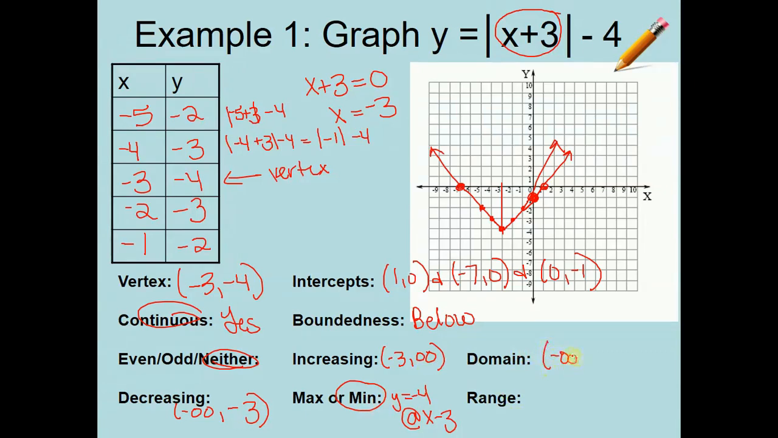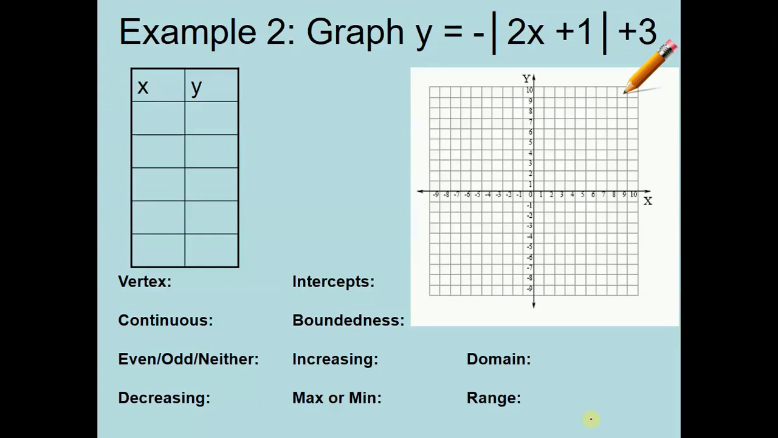Domain, negative infinity to infinity, because I go all the way to the left and all the way to the right. Range, however, looks like I'm starting at negative 4, and then I'm going to keep going up, up, up. So to infinity.